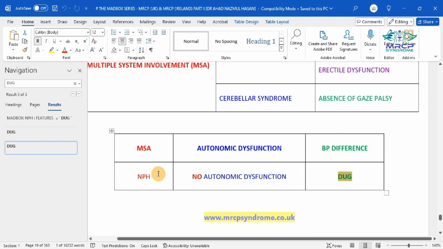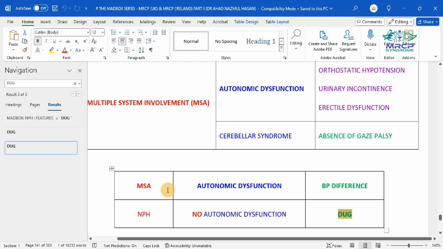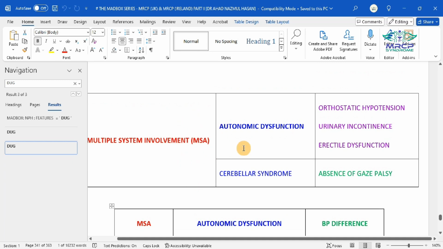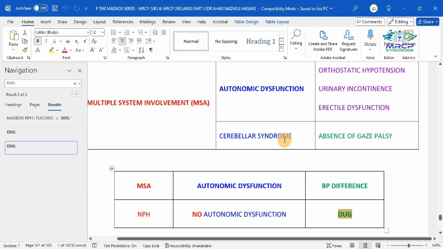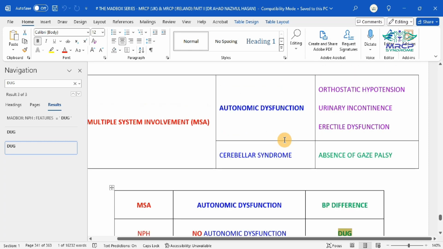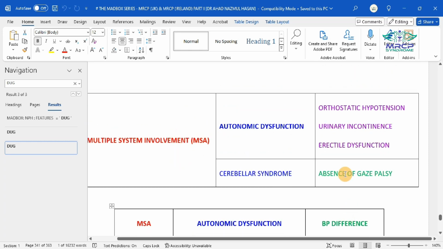And to differentiate NPH from MSA, multisystem atrophy, we will be looking for the autonomic features, autonomic dysfunction. These are the cardinal features of multisystem atrophy, like orthostatic hypotension, urinary incontinence, and erectile dysfunction. There will also be presence of cerebellar syndrome. And in case of MSA, there would be absence of gaze palsy. Gaze palsy is the cardinal feature of PSP. So to differentiate PSP from MSA, we'll look at the autonomic dysfunction as well as the gaze palsy.